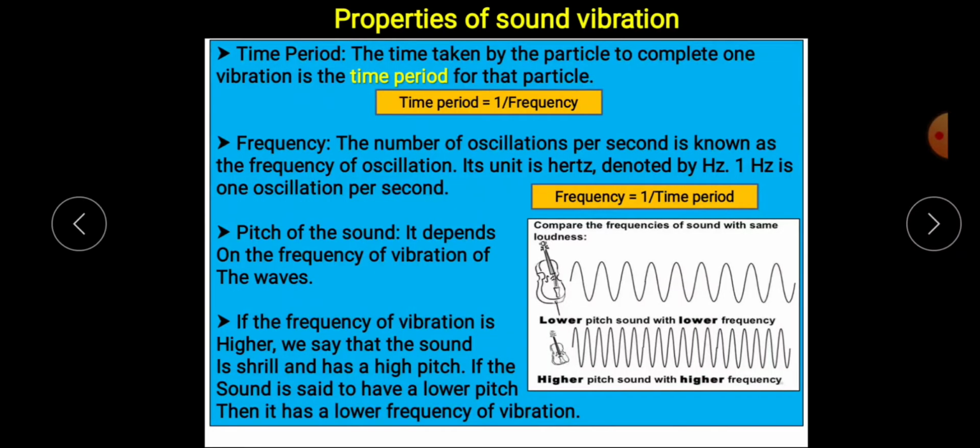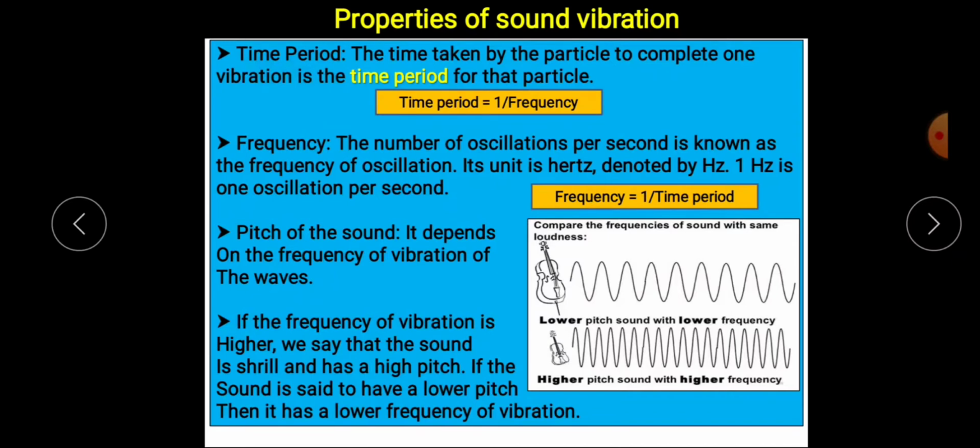Next is properties of sound vibration. Here we are going to see, first is time period. The time taken by the particle to complete one vibration is the time period for that particle.